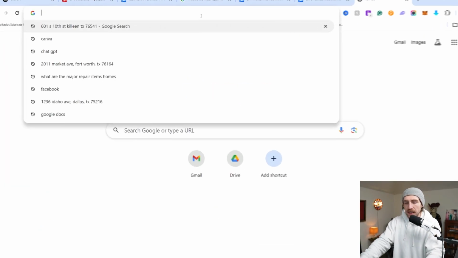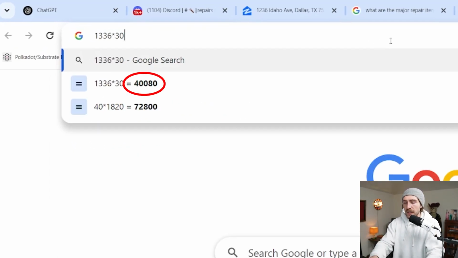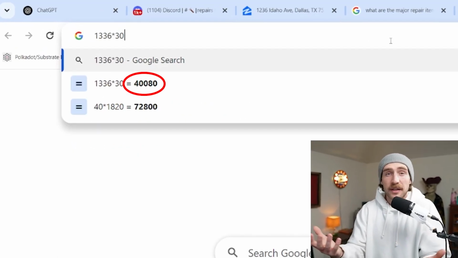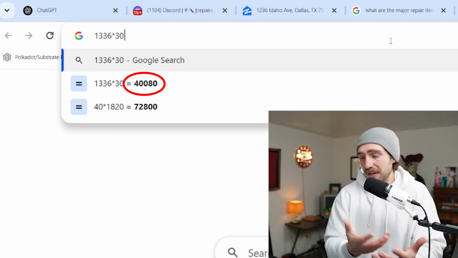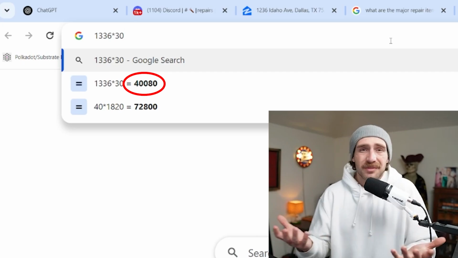Okay, I'm gonna do this in my head right now. 1,336 times 30. That's 40,000. There you go. Maybe there's a major repair item. Maybe there's not. So it could be somewhere between like 35 to 50, probably. Again, impossible to say without those interior pictures, but you can see how literally in 10 seconds you can get pretty close.